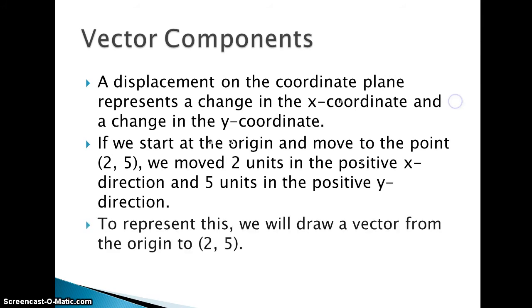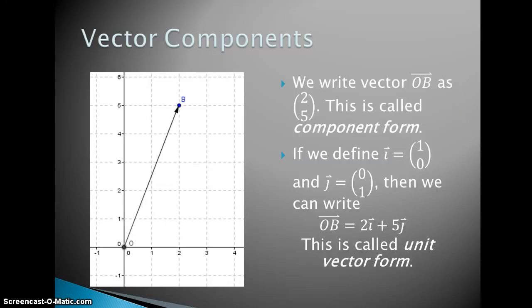So that's my displacement. And so in order to represent this, I'm going to draw a vector from the origin to the point 2, 5. So here's my vector from the origin to 2, 5. And the way we write this is we write the vector OB, so O is the origin and B is the point 2, 5, and we write it using these large parentheses and then 2, 5. And yes, this notation is confusing because it looks like the choose notation. Sorry, sometimes we use different notations for the same thing in math. But when we write the vector like this it is called component form.